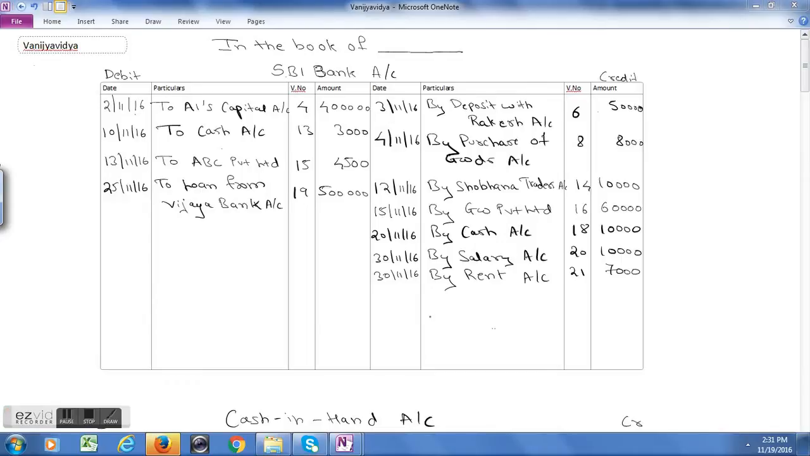For that, first we need to total the debit side and the credit side of the particular ledger account. Let's start with the SBI bank account. What is our total of the debit side? Total of debit side is 5 lakh plus 4 lakh plus 3000 plus 4500. How much is that? 9 lakh 7,500. We'll be writing it here.